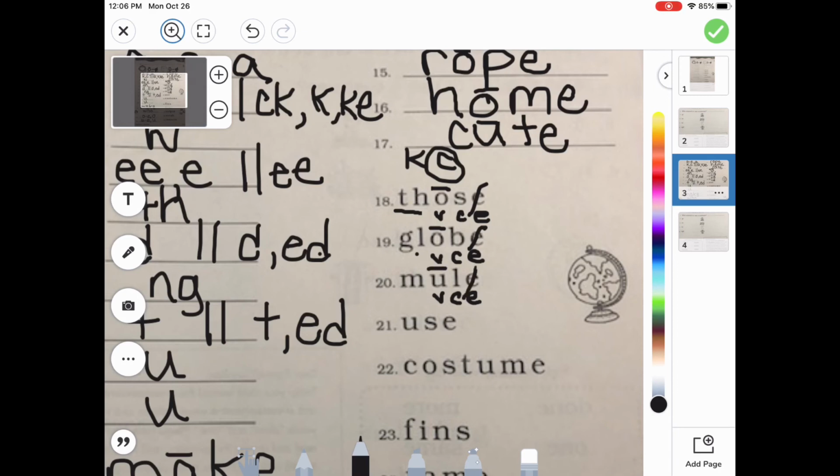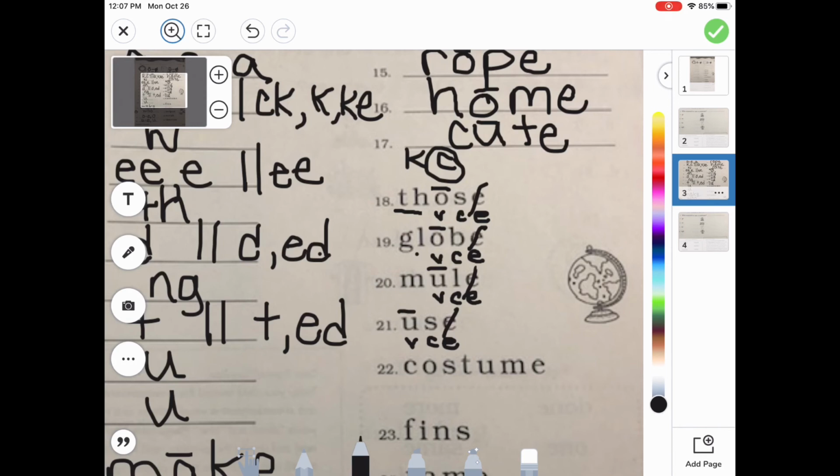Now I have mule, mule. Those, globe, mule. And then 21, use. My vowel, I've got a consonant as S, and I've got my sneaky E. My U's going to be long, and my E's going to be silent. So, use. Those, globe, mule, use.